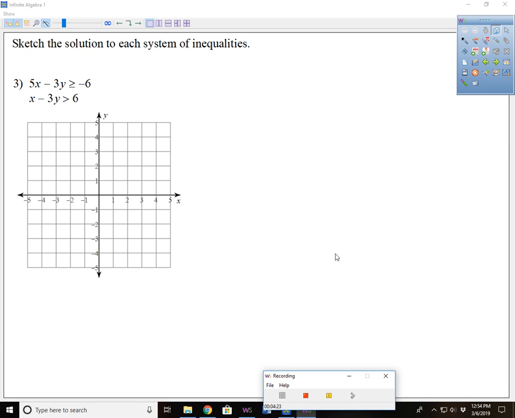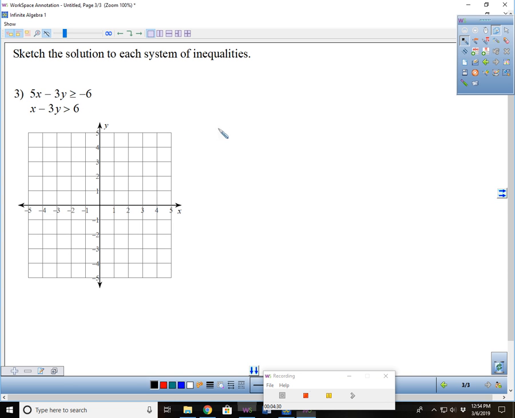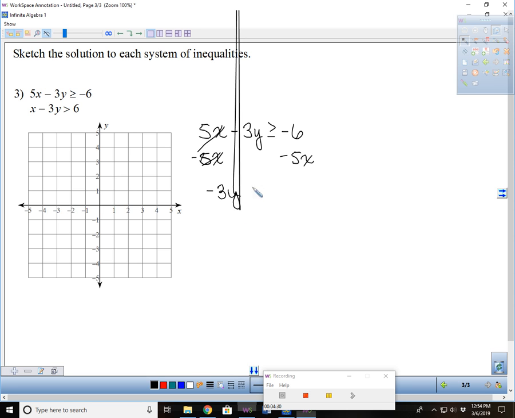All right, number 3 is where we're starting the systems. All right, so let's start with this first one. So we've got to solve for y. So the first thing we're going to do is subtract the 5x. So I've got negative 3y. Whoa, I hate when that happens. Negative 3y is greater than or equal to. Always put the x in front. So you've got a negative 5x. And then this 6 is negative.